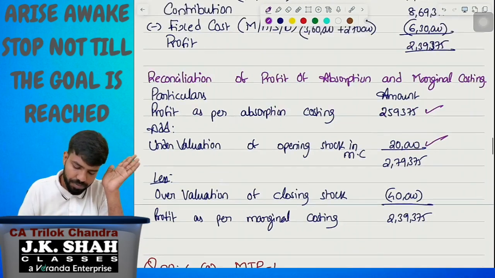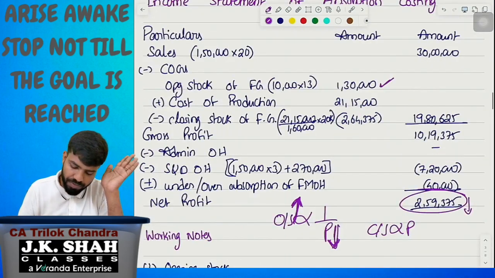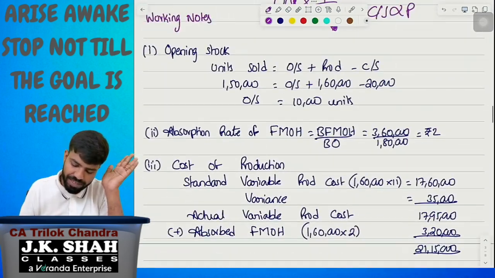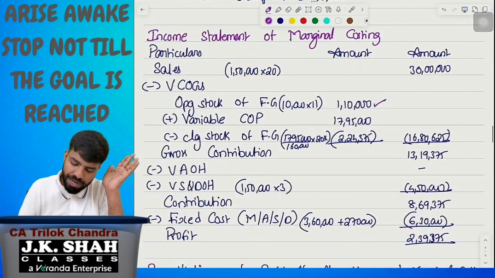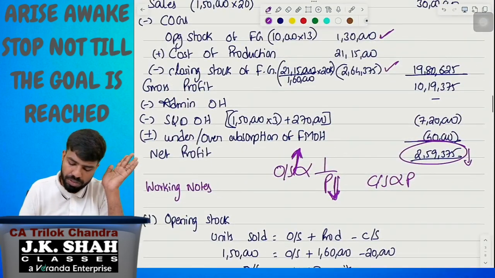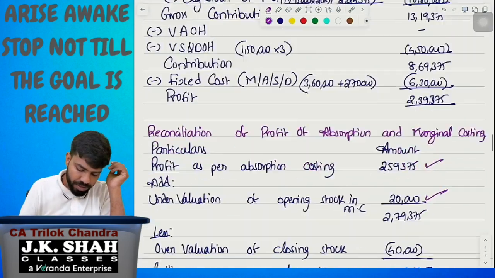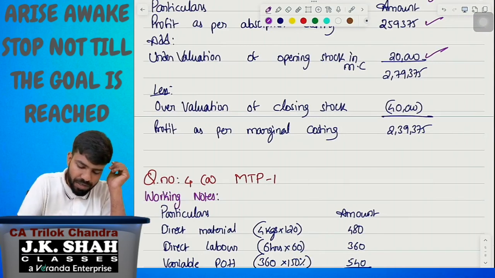Next. When it comes to closing stock, here it is 2,64,375, whereas here it is 2,24,375. So closing stock we are showing more, more by 40,000. Profit is also more by 40,000. Now what we need to do? So profit is showing more by 40,000. Now what we need to do? Reduce. We need to reduce that. Look at here. Minus undervaluation.